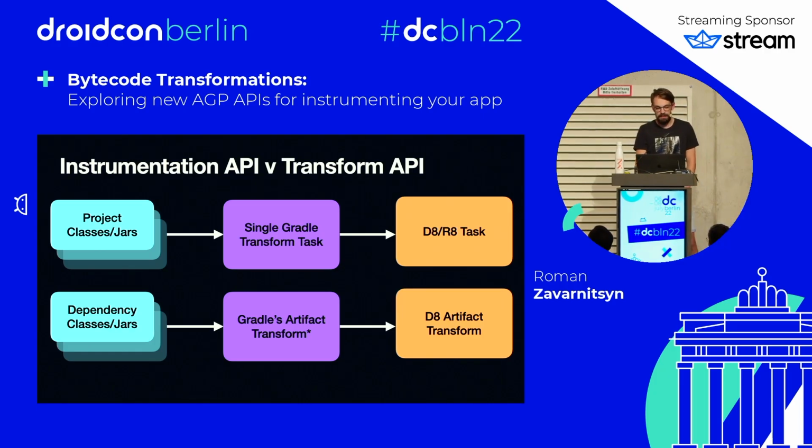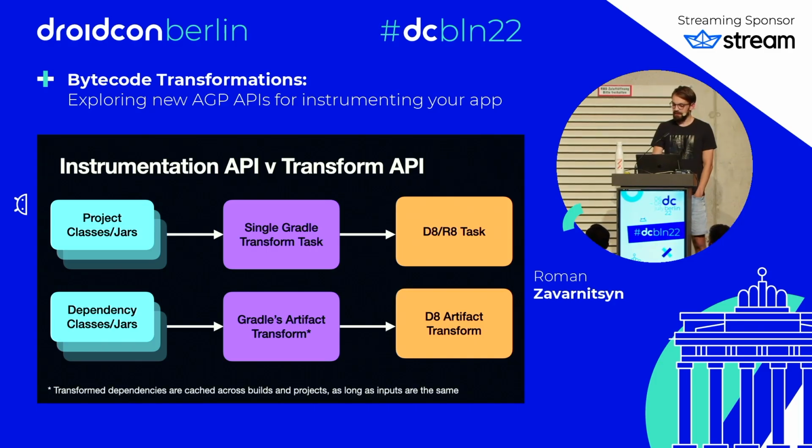And another track is running using the Gradle's artifact transforms, and this one is running for dependencies, basically for dependency jars. Why this artifact transforms is so cool is because the transform dependencies are actually cached across builds and even projects, as long as inputs are the same. Which means if you would use Glide and instrument this in one project, but then you would like to instrument it also on another project, this will be reused from your local cache, which can speed up your build significantly.